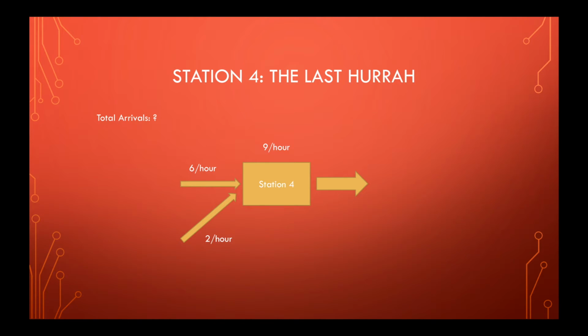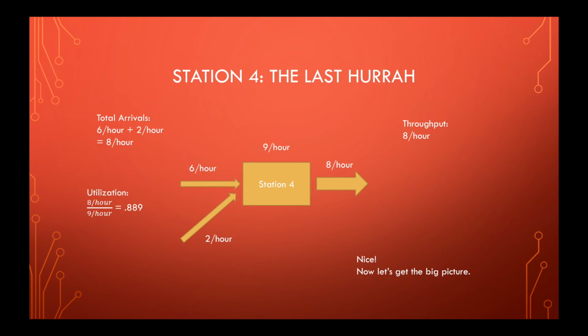Finally, for Station 4, in order to calculate the utilization and throughput, we must start with the arrival rate, simply calculated by adding the arrivals together from both Station 2 and Station 3. We'll get an arrival rate of 8 units per hour. From here, it's just simple utilization and throughput calculations as done before. Take a moment to do both of these. Again, we have a utilization of 0.889 and a throughput of 8 units per hour. Now, let's move on to the larger picture. Well, James will teach you how to do the capacity of the complex system.